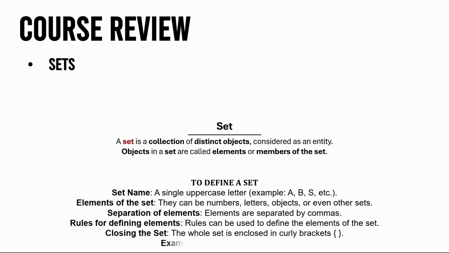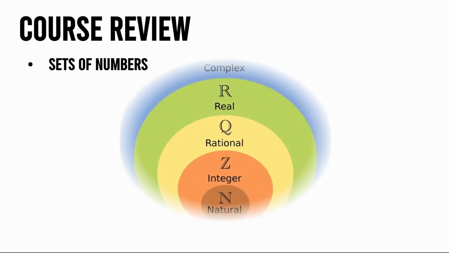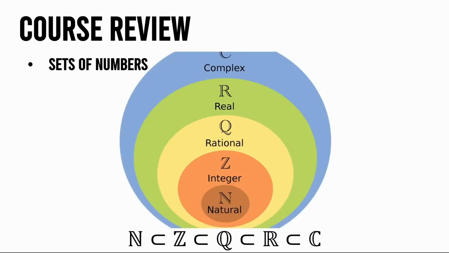Sets. A set is a collection of distinct elements. You can define a set either by listing its elements between curly braces or by giving a rule that describes membership. Sets of numbers. These are the sets of numbers and the relations between them.